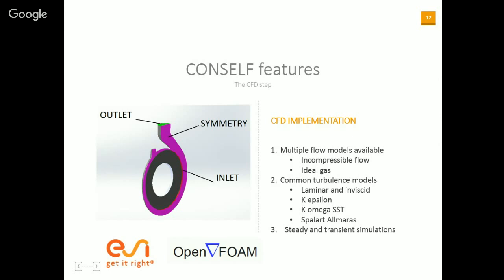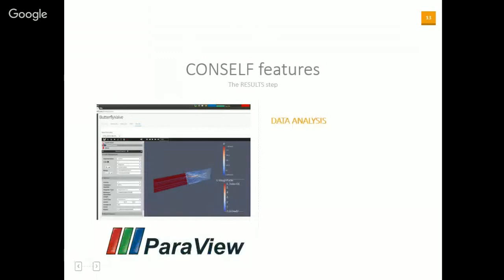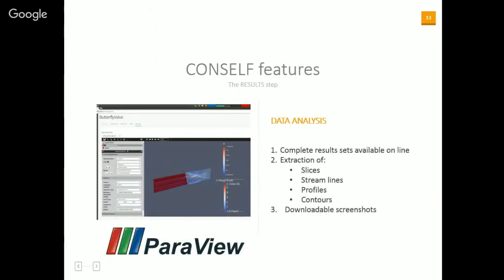Our results are highly reliable as they are based on the open source software OpenFOAM, which is the biggest open source project in this field and is validated by many universities and in particular by the ESI group, which is the group that actually develops this software. Also, from the post-processing point of view, we have the most common tools available online, such as slices, streamlines, profiles, and contours. And obviously, it is possible to download screenshots and data from the server.